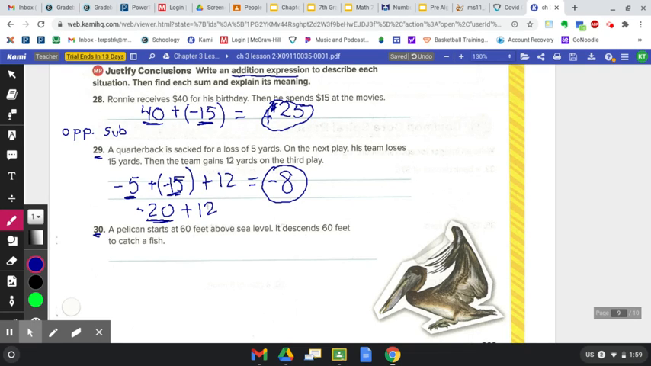All right, next one says a pelican starts 60 feet above sea level. That'd be +60. And then, in addition to that, it descends 60 feet to catch a fish, right? We should know that the opposites will cancel out. And it will end up at 0 feet, meaning it's right at sea level.